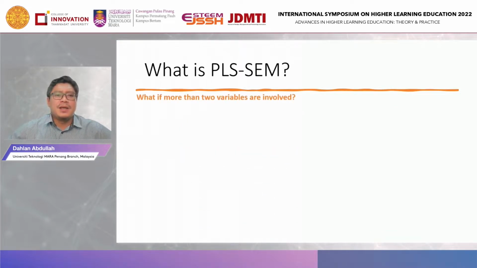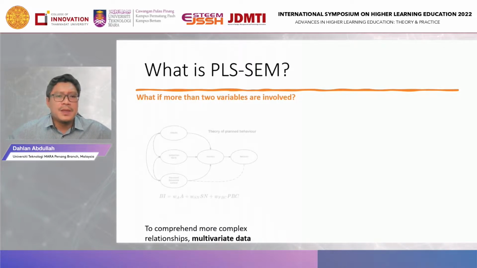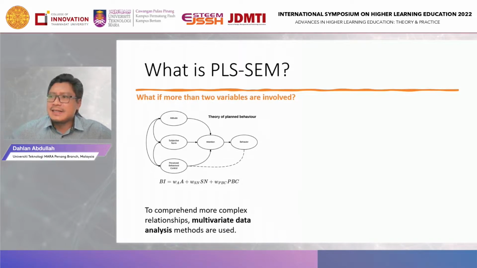And what happens if more than two variables are involved? Nowadays in research, people are developing more complex models because there are so many predictors and determinants that can influence our variable of interest. For example, many of us may be familiar with the theory of planned behavior, introduced by Icek Ajzen. In this theory, you can see it has three predictors, one mediator, and one outcome variable or dependent variable.